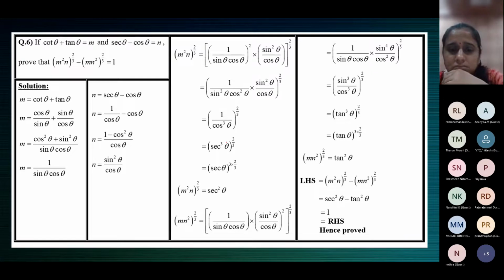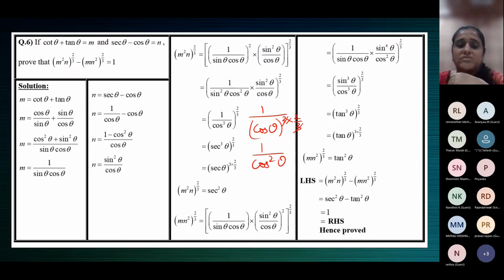I can understand that, ma'am, but what if we write secant square theta, let it remain as 1 by cos square theta itself, no, ma'am. Then m, 1 by cos cube theta. It will be 1 by cos theta to the power 3 into 2 by 3. So 3 and 3 will get cancelled. So it will be 1 by cos square theta, which is secant square theta.